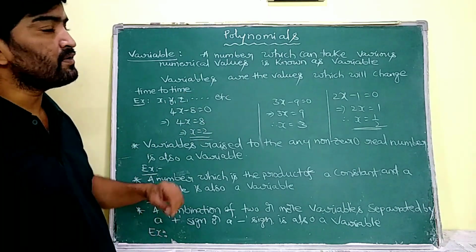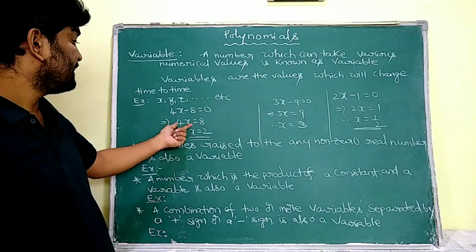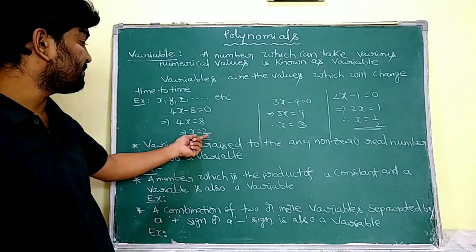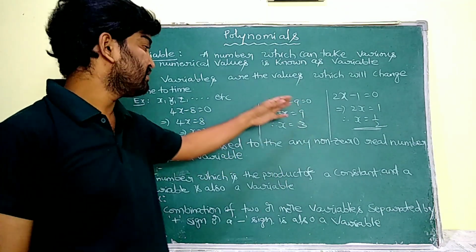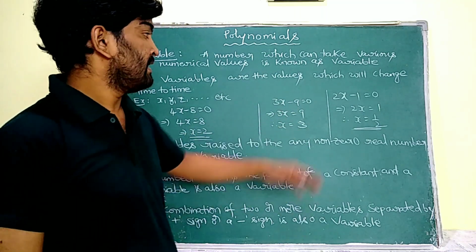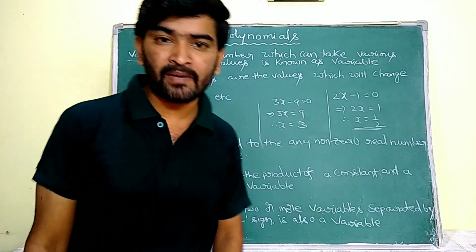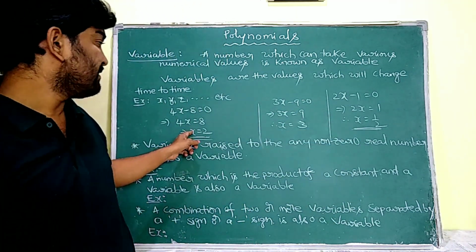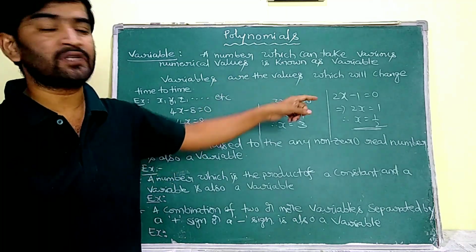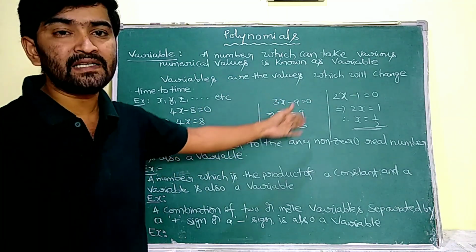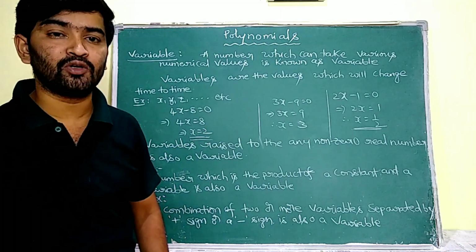For example, see here 4x minus 8 is equal to 0. Here by simplifying we obtain the x value as 2. 3x minus 9 is equal to 0. Here the x value is 3. 2x minus 1 is equal to 0. Here the x value is 1 by 2. See here the same x changes its value from time to time. Here it is 2, here it is 3, here it is 1 by 2. That is why x is known as a variable.